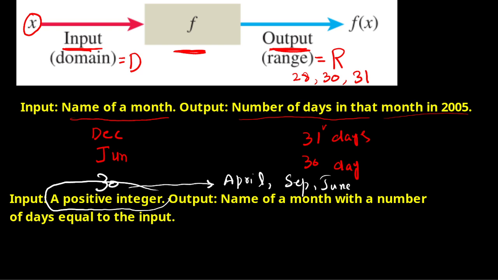So now you understand what a function actually is. A function is a relation between two sets in which every input value gives you a unique output value. Unique means every input value gives you a single output value. So this is not describing a function here. So one more example for you.